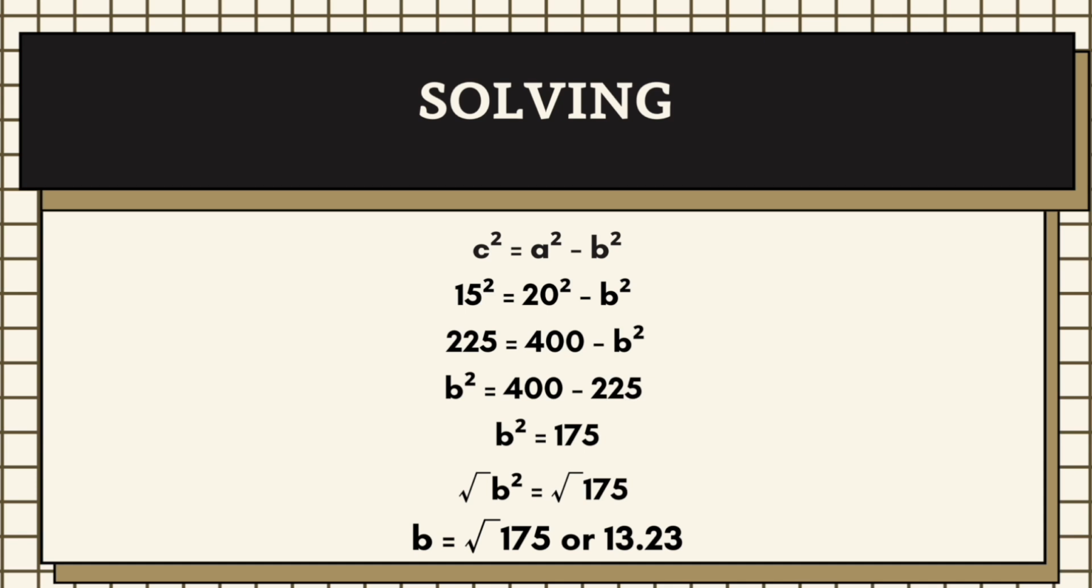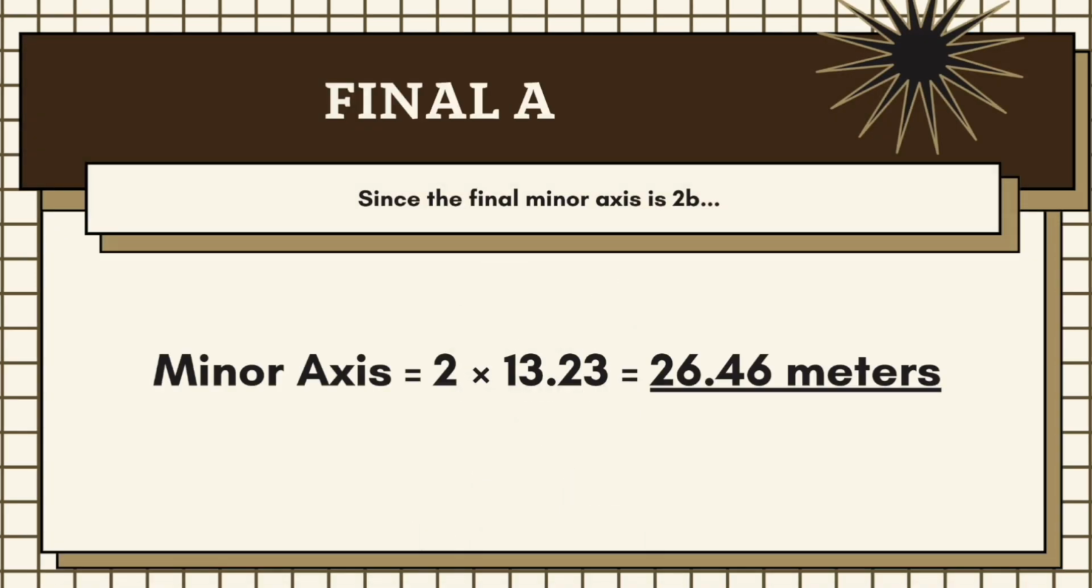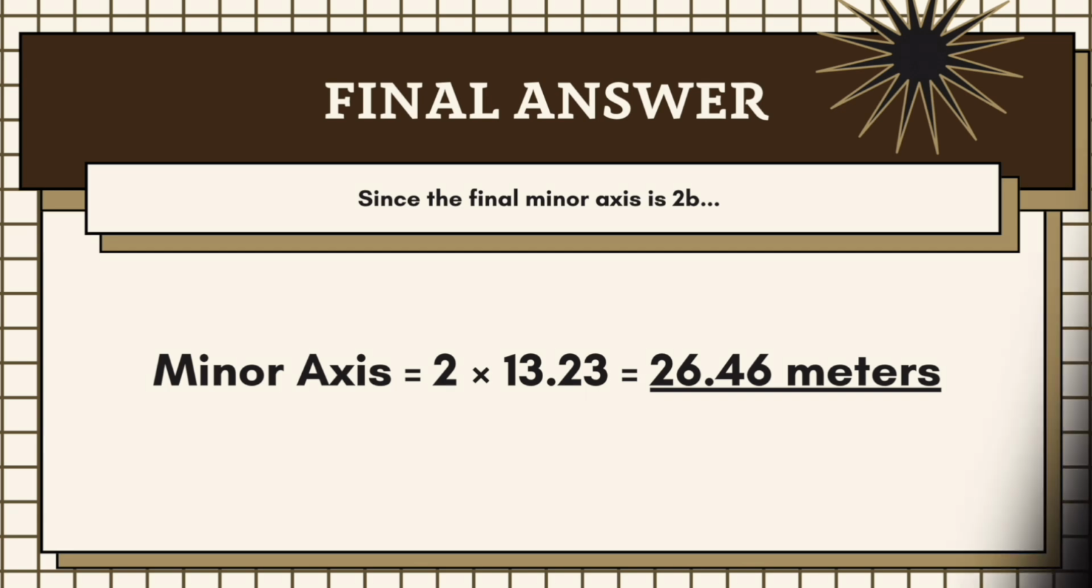Since b is squared, we have to get both b and 175's square roots. The square root of b squared is b, and the square root of 175 is approximately 13.23. But since the formula for a minor axis is 2 times b, our final answer would be 26.46 meters. So the minor axis of the whispering gallery is approximately 26.5 meters. That's the width of the room and the elliptical shape that allows even the softest whisper to travel across.